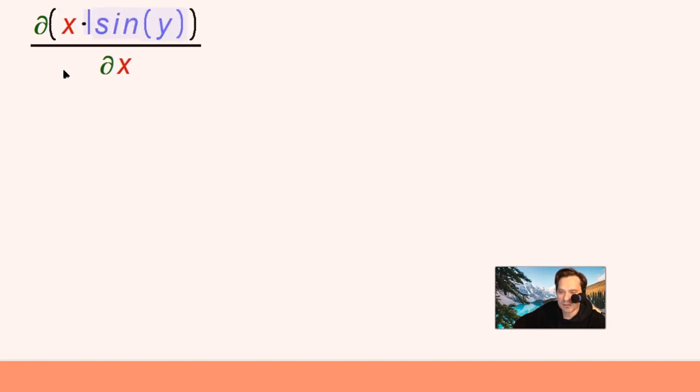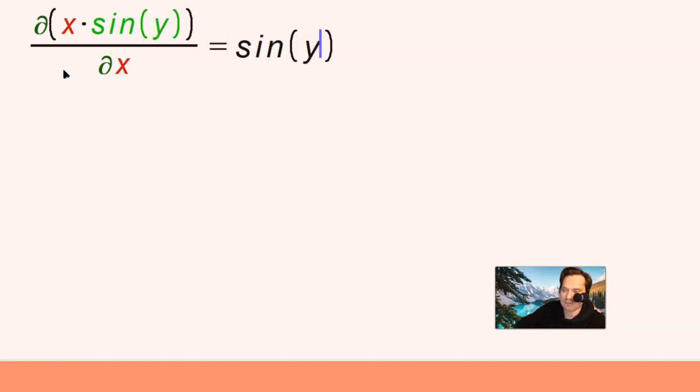Now notice the sine y part does not contain x anywhere. So I'll make that green. Because it doesn't contain x, the green part that is, you can place that outside the differentiation operation and you end up with sine of y like that. And then what's left after that is the derivative of x to the first, essentially.